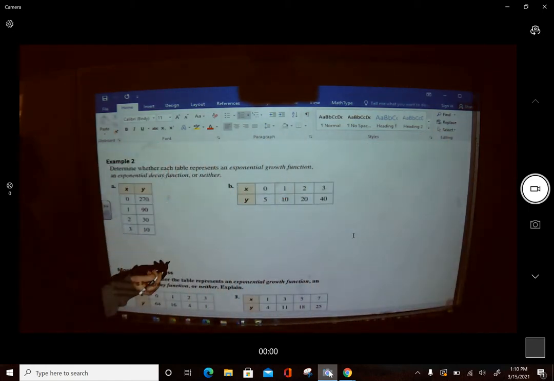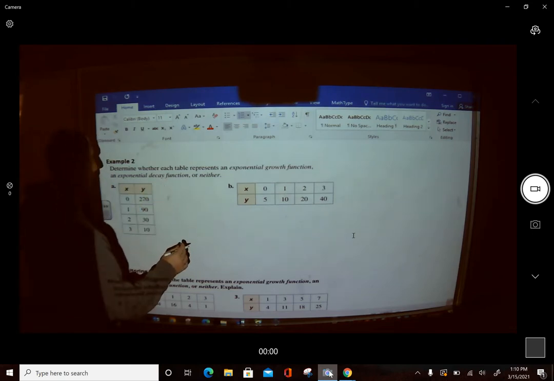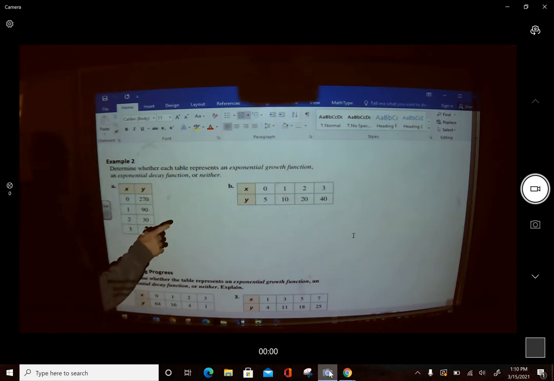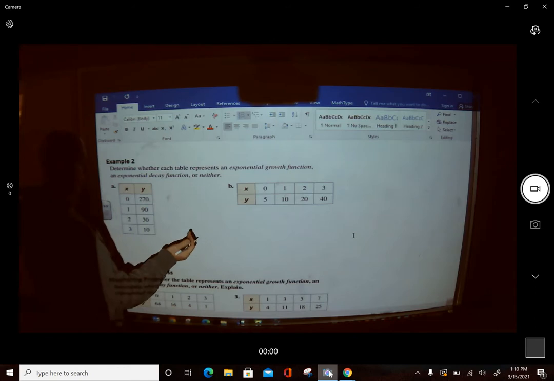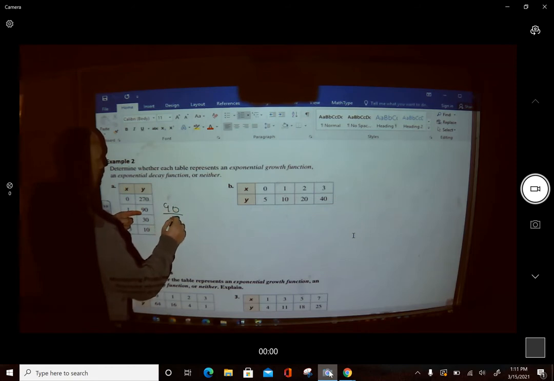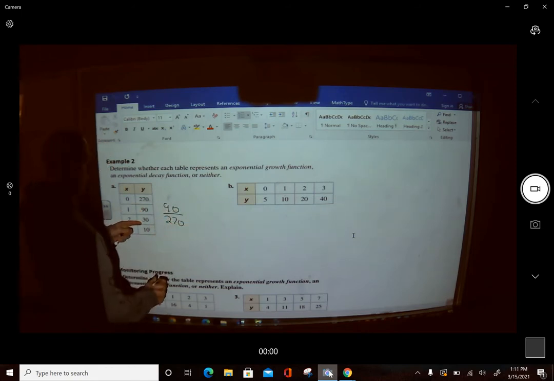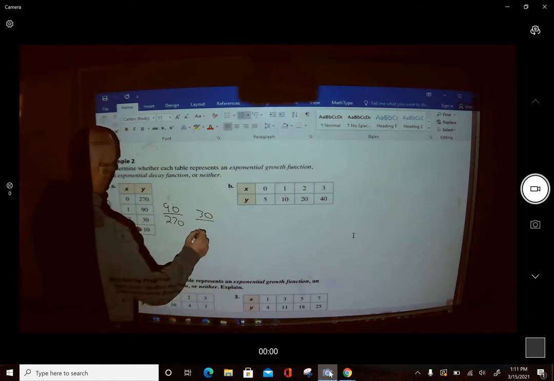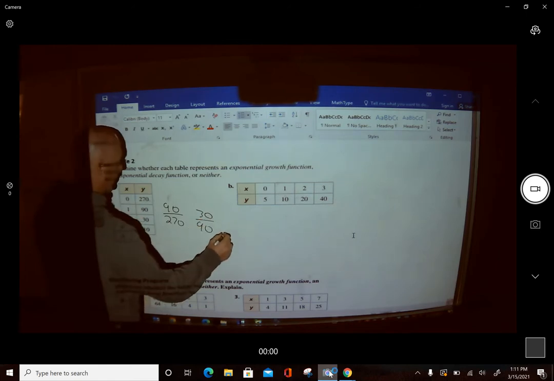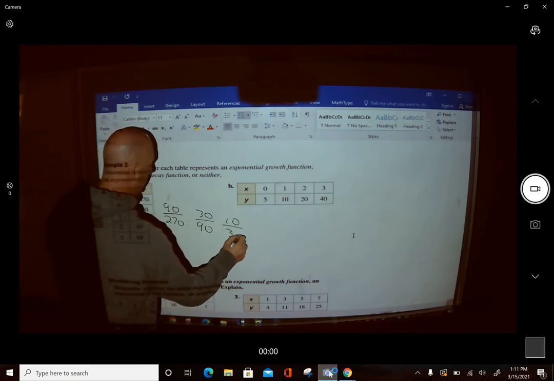Remember, if it's exponential, you're going to have a common ratio. So what that means is you're going to have a constant multiplier. 270 times what is 90? 90 times what is 30? 30 times what is 10? And I kept saying, we talked about in class, take any y divided by the y before it to find the multiplier. So I would take 90 divided by 270. I would take 30 divided by 90. I would take 10 divided by 30.